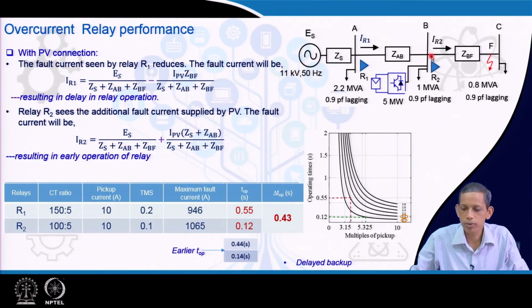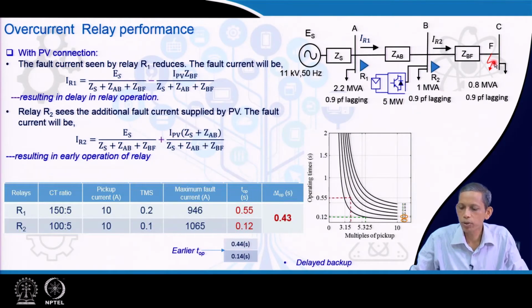But for R2, what happens? The fault current for this fault will be contributed from this side, from this source, as well as this source. So, the amount of current seen by that relay increases. Resulting from this, relay R1 sees a smaller amount of current and relay R2 sees a larger amount of current. Therefore, the R2 decision time decreases from 0.14 to 0.12 and the R1 decision time increases from 0.4 to 0.55.